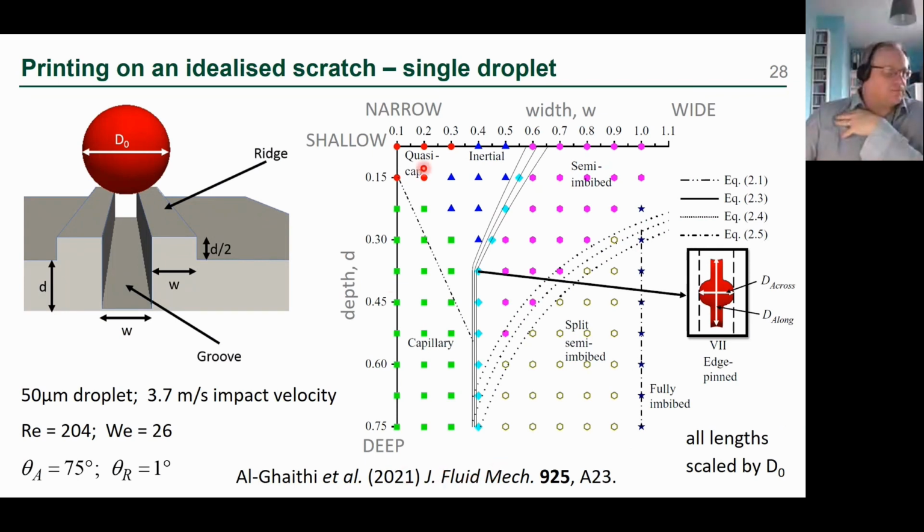So this is his regime map, if you like. What we've got here is the width of the scratch measured in terms of the droplet diameter. So here we've got a width which is the same as the droplet diameter, and then we've also got the depth going downwards here as well. So we've got shallow, narrow scratches at the top left and deep, wide scratches at the bottom right. Now you can see these different colours in here. These correspond to different behaviours which were observed. So I'm just going to illustrate some of those behaviours which were seen.